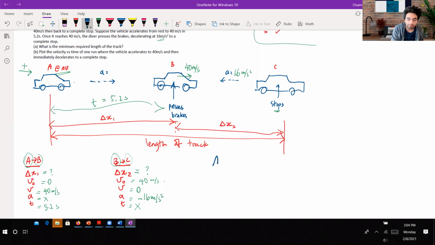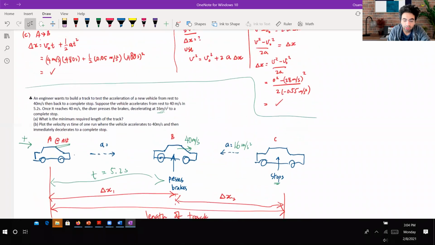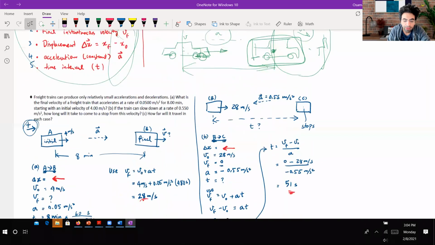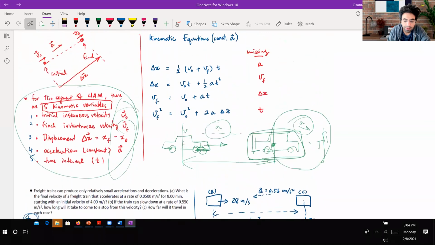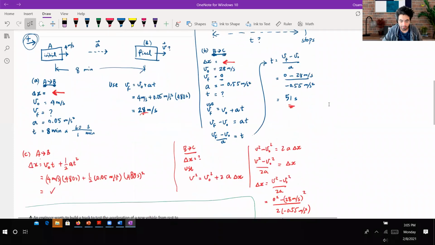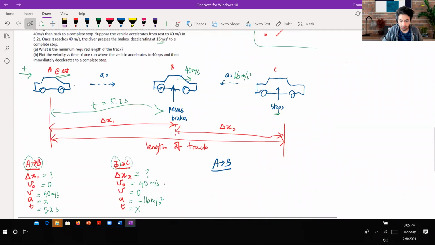So from A to B, I know that I have the initial velocity, the final velocity, and the time. So let's see if there's an equation that can help me find the displacement from that. Maybe I'll just grab these equations here and I'm going to put them next to me so that I don't keep scrolling up and down. I'll put them next to me here.